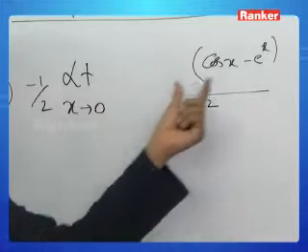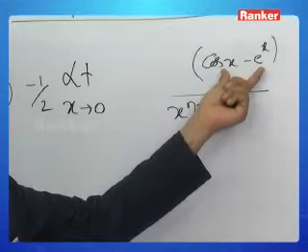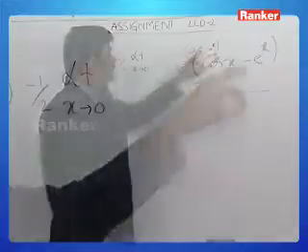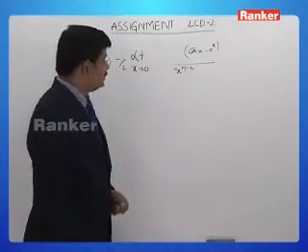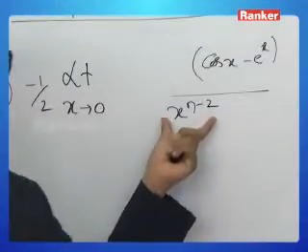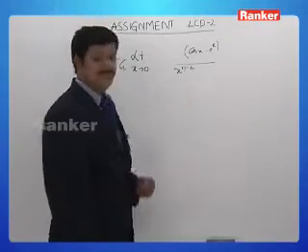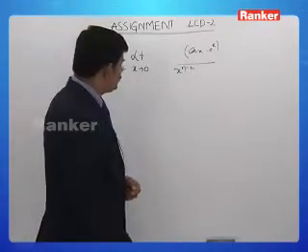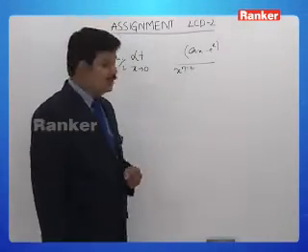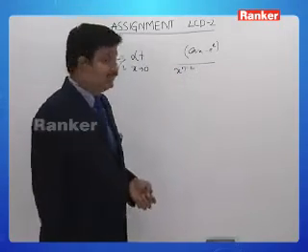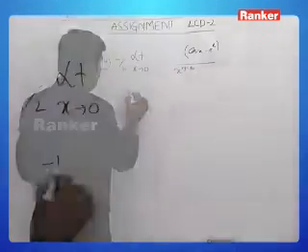As x tends to 0, the numerator is tending to 0. Cos x is 1, e power x is also 1. So 1 minus 1 is 0. The numerator is tending to 0, so the denominator should also tend to 0 for this ratio to be finite. N has to be greater than 2. So let us assume that n is greater than 2 and proceed further. This is a 0 by 0 form.